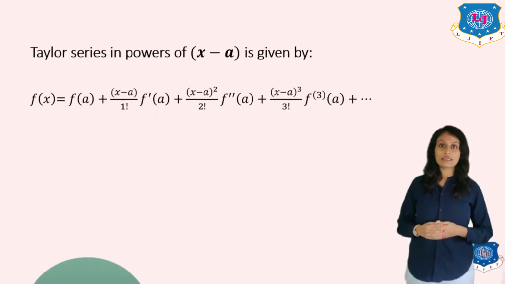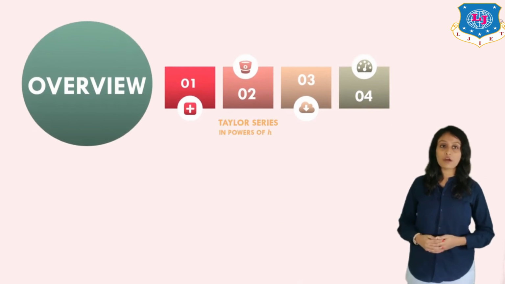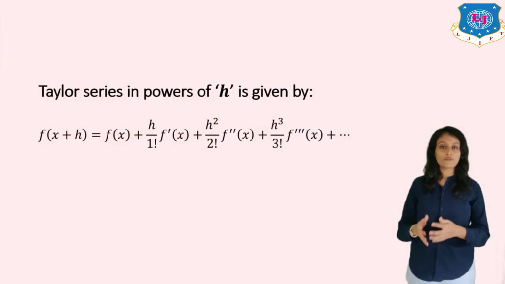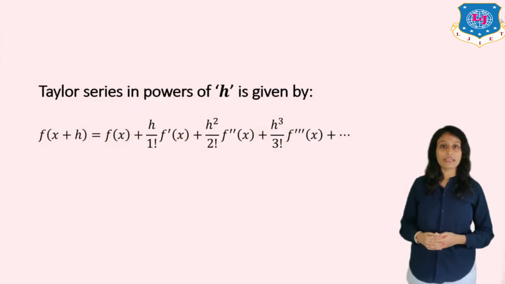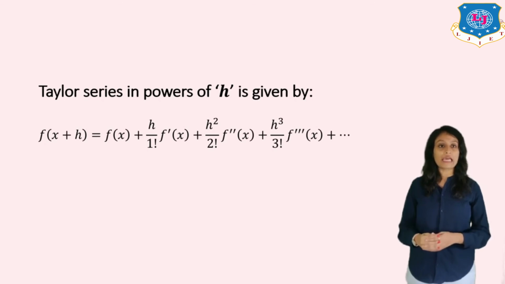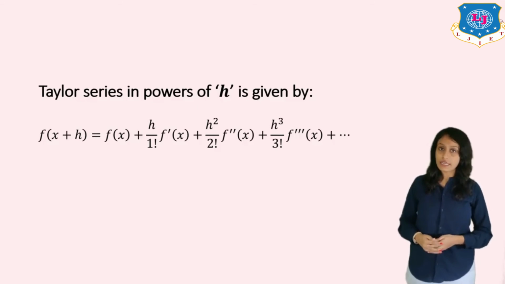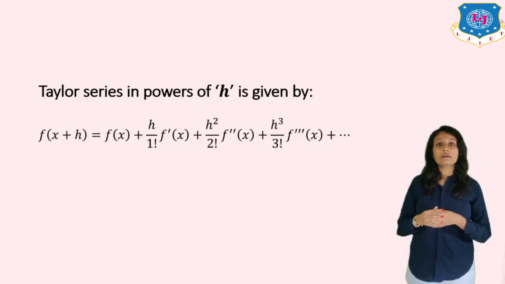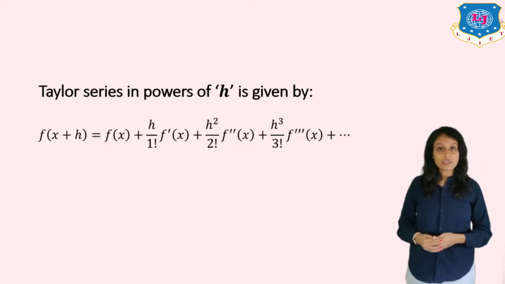Now let's see next. The next formula is Taylor series in powers of h. Taylor series in powers of h is given by f of x plus h is equal to f of x plus h upon 1 factorial f dash x plus h square upon 2 factorial f double dash x and so on. Whenever the question is of the type f of x plus h and it is asked to find the series in powers of h, we will use this formula.